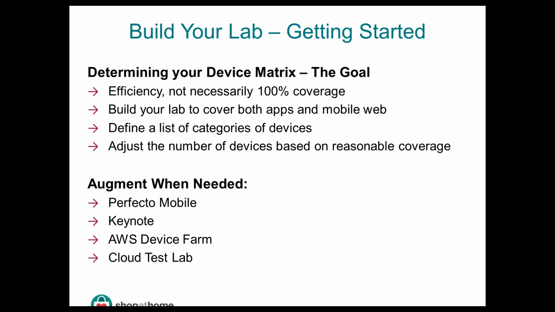I pause on this slide as well because, if 100% coverage or very close to it is something that you or your team is being measured by, there is augmentation like Perfecto, Keynote, AWS Device Farm, and Cloud Test Lab, where you could get those outlier devices that you may not want or need to bring into your own device lab, but that you may need to test on. These are really good options. So between the device matrix and augmentation with one or more of these four examples, you could get to the point where you'd have coverage and not need to maintain all of the physical devices yourself.